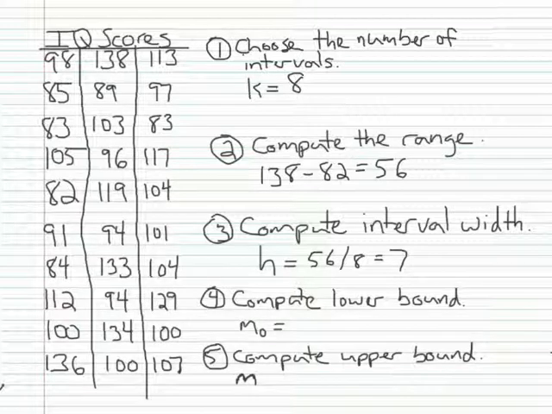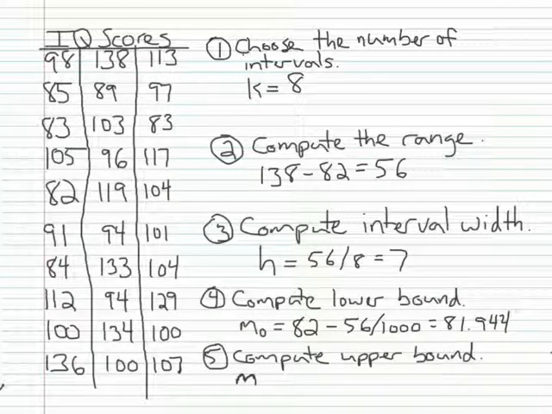Now I need to compute the lower bound of my first interval, or M0. So M0 is simply going to be the minimum score, which is 82, minus the range, 56, divided by 1000. And that's going to equal 81.944. The reason for subtracting off that 56 divided by 1000 is just to make sure that your lowest score is actually counted in one of the intervals.